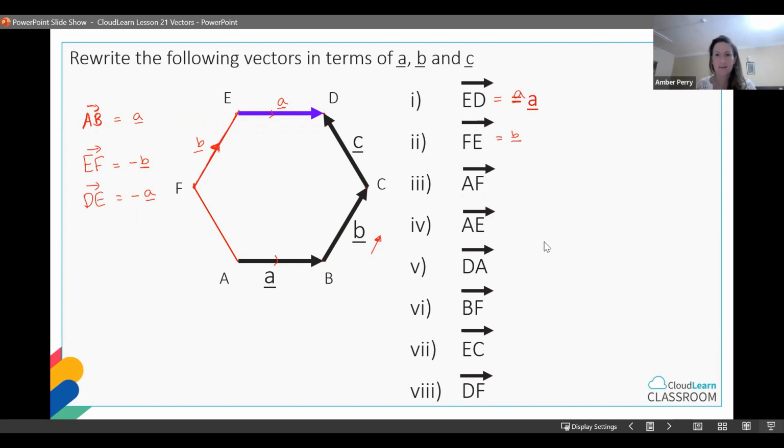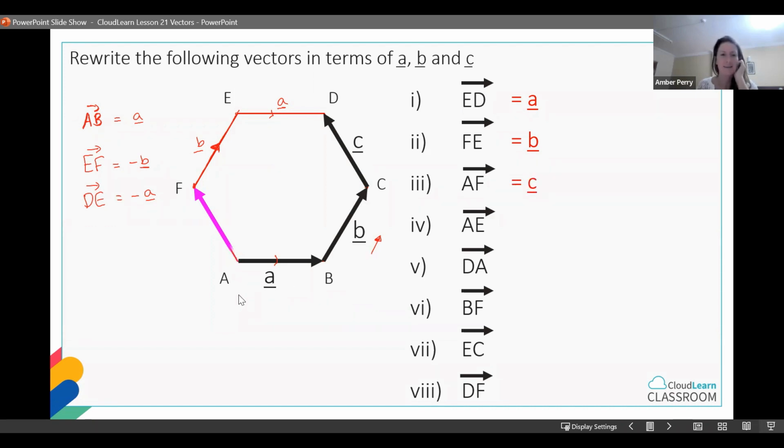I've just realized that the answers are all coming up, so I can get rid of my messy drawing there. There we go. Okay, and put the answers up there. So ED we've said is A, FE we've already said is B. AF then is, hopefully you can see that, parallel in the same direction and the same size as vector C.